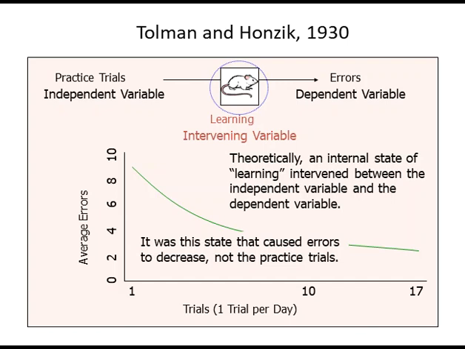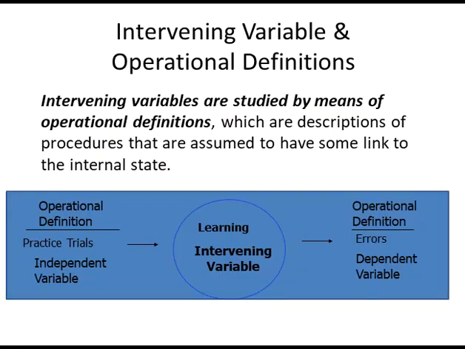So again, we're getting further away from what the behaviorists thought learning was, some sort of mechanistic behavioral pattern that must be there, totally ignoring what must be going on inside. So intervening variables are studied by means of operational definitions, which are descriptions of procedures that are assumed to have some link to the internal state. The operational definition, practice trials, is going to be the independent variable. The operational definition of the dependent variable is going to be the amount of errors created. And the intervening variable between those two is going to be our learning.